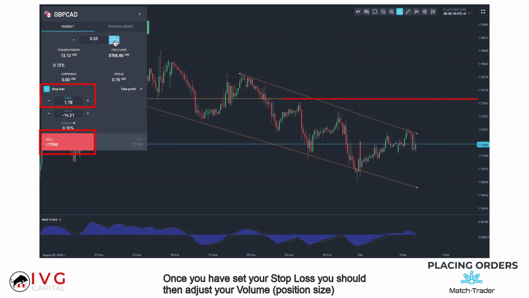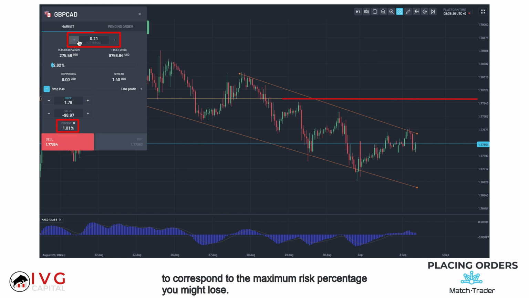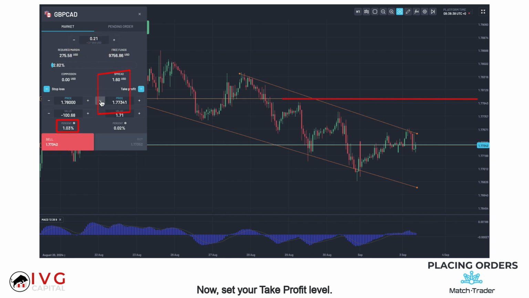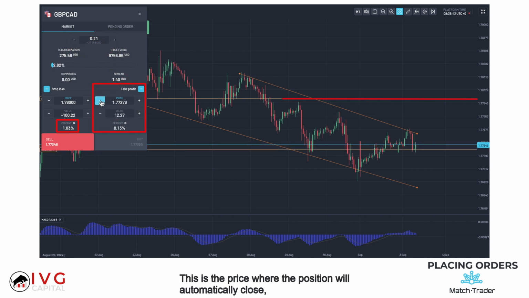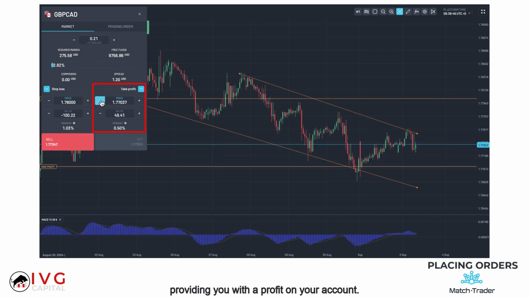Once you have set your stop loss, you should then adjust your volume, position size, to correspond to the maximum risk percentage you might lose. Now set your take profit level. This is the price where the position will automatically close, providing you with a profit on your account.